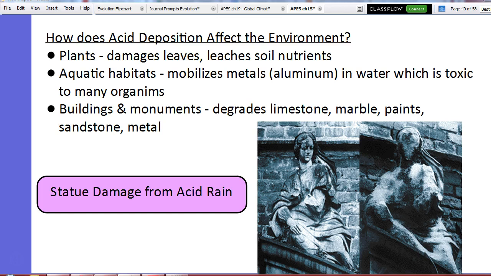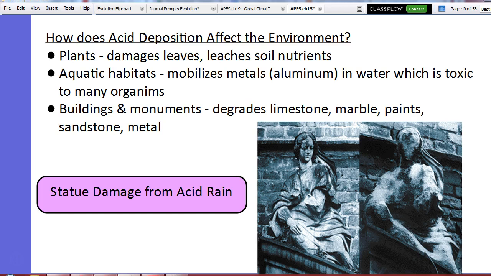So how does it affect the environment? In plants, it damages the leaves of plants. It literally burns them. And it also leaches soil nutrients. So it takes those soil nutrients out of the soil and makes them not available for plants. I'll show you some pictures of trees that have been affected by acid rain in a minute.